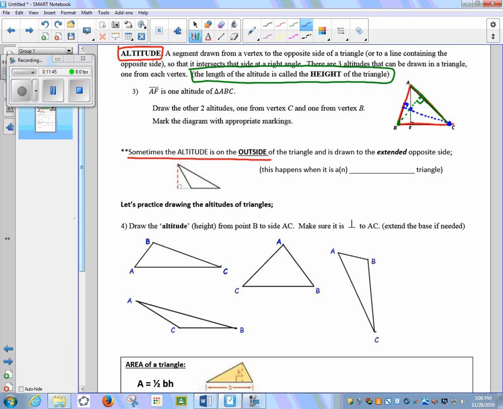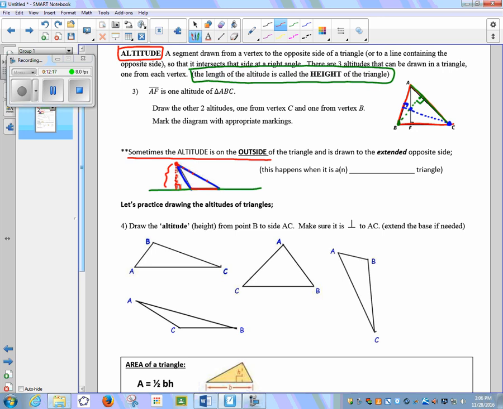When you have a triangle that looks like this, if this is the ground of this mountain and you climb to the top of this mountain, if you're measuring how high you are off the ground, you're actually dropping an altitude outside of the triangle. It doesn't land right on the opposite side. It actually lands outside of the triangle. But that is how high you would be off the ground.